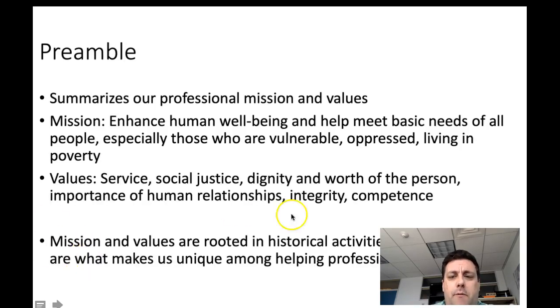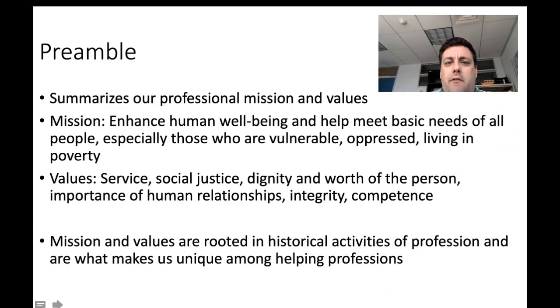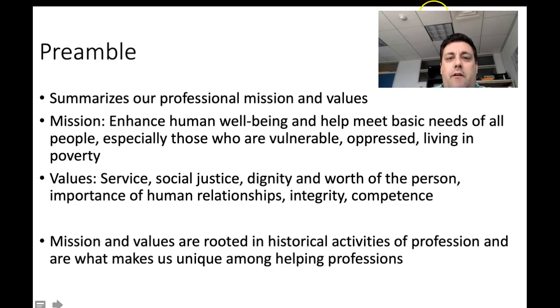So, what does the preamble do? The preamble summarizes our professional mission and our values. So here's an example of where the mission is captured in the Code of Ethics. Our mission really is to enhance human well-being and help meet the basic needs of all people.